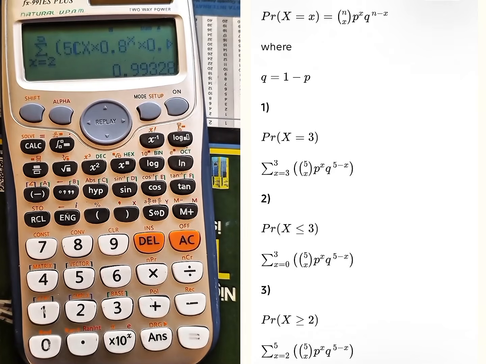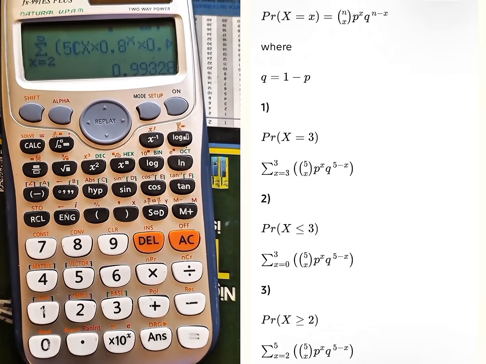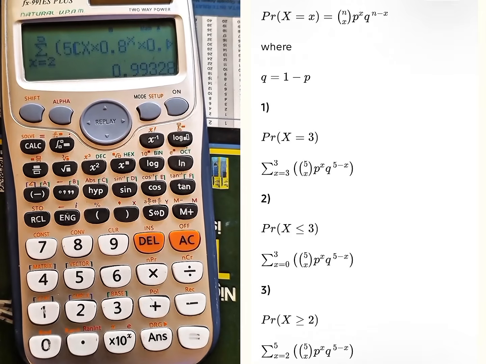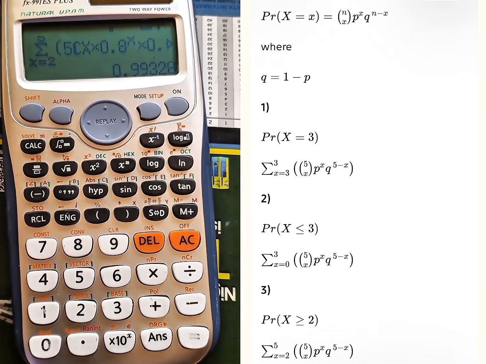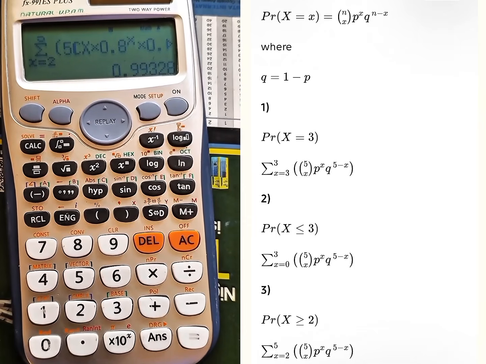So this is how to get the probability of exactly 3 people, at most 3 people, and at least 2 people of a binomial distribution. You have to know that your x starts from 0 in binomial distribution. So when they say at most 3 people, like in question 2, because x starts from 0, we go from 0 to 3 people. This is how you get exactly 3 people, at most 3 people, and at least 2 people.